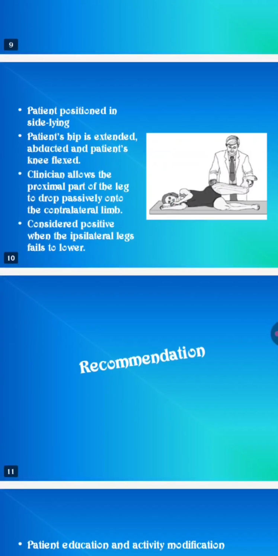So what is the Ober test? In the Ober test, the patient is positioned in side lying, the hip is extended and abducted, and the knee is flexed. You see in the picture, you allow the proximal part of the leg to drop passively onto the contralateral limb. Consider it positive when the ipsilateral leg fails to lower. When you are lowering it down, the patient feels pain, because it irritates, as we are doing the same movement which causes them pain.